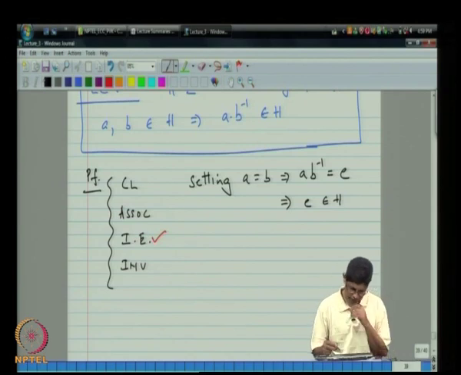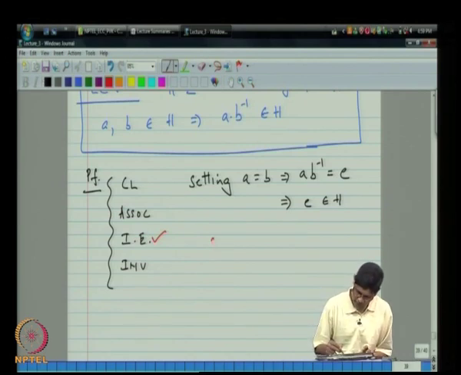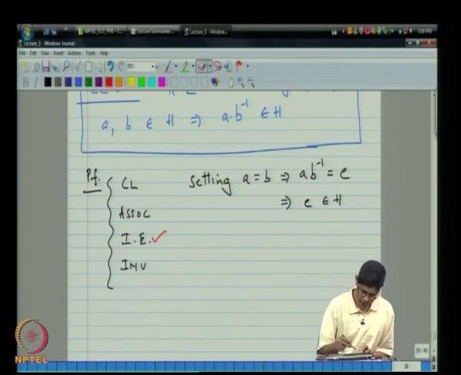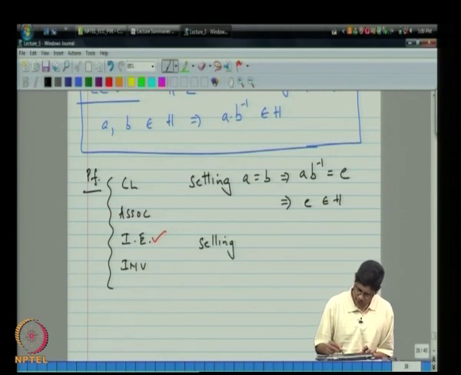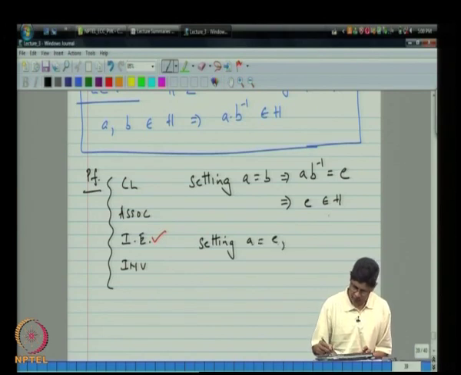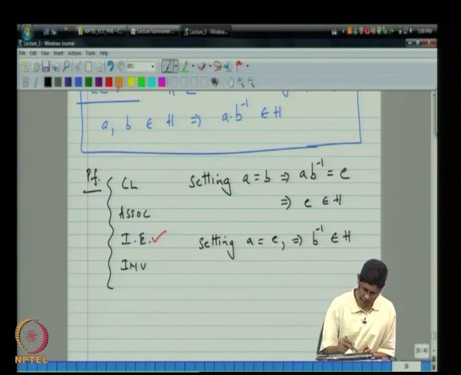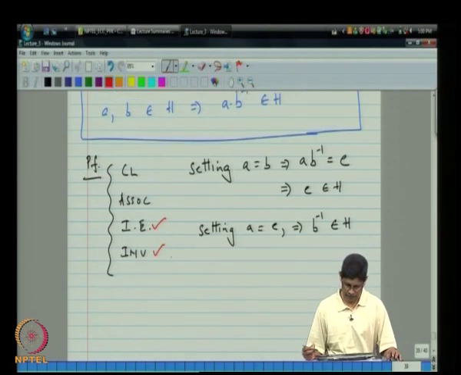Next, setting A equal to the identity, because now that we know that it is there, tells us that B inverse belongs to H. So, that gives us that the inverse is also there.